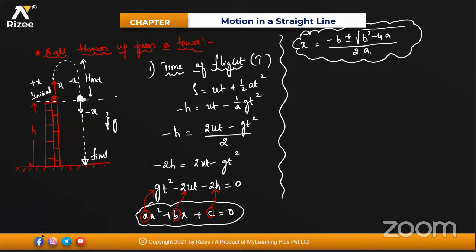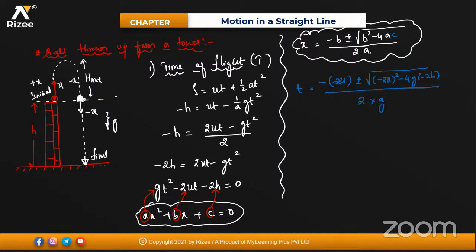In the place of x, I have t. That means t will be equal to minus b, which is minus 2u, then plus or minus under root of minus 2u whole square, minus 4 into g into minus 2h. A value is g, this one is c. 4ac divided by 2a.